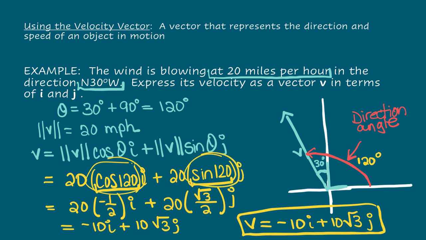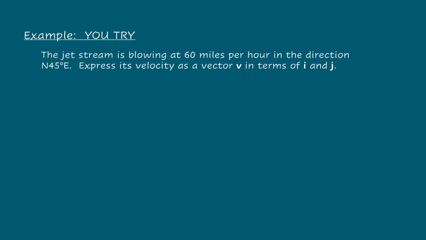Let's take a look at another example. The jet stream is blowing at 60 miles per hour in the direction north 45 east. Express its velocity as a vector v in terms of i and j. Go ahead and pause the video and see if you can work this one out, and then I'll display the answer. All right, let's see how you did.